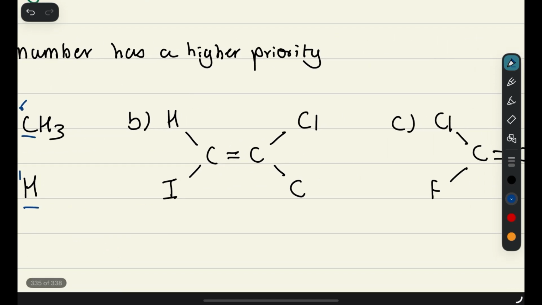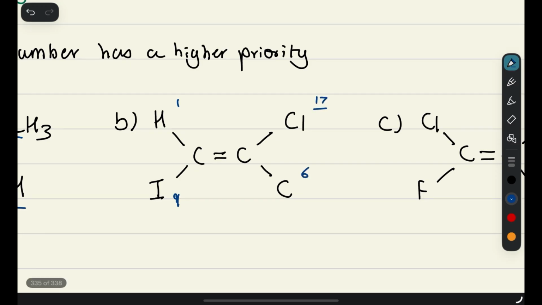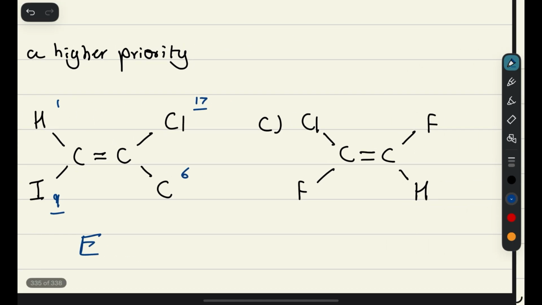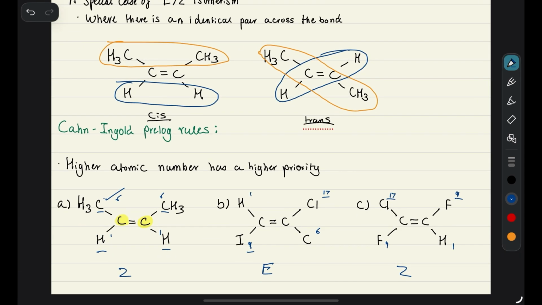Same thing here, option B. This is 1, this is, I believe, 9 off the top of my head. This, I believe, is 17, and this is 6. So we're saying that's higher priority, because we're looking on different sides. So now it must be E. And finally here as well, we've got 17, 9, 9, and 1. So we look at high priority. So this is a Z isomer. I hope that all makes sense. So just look at the atomic number and go from there.